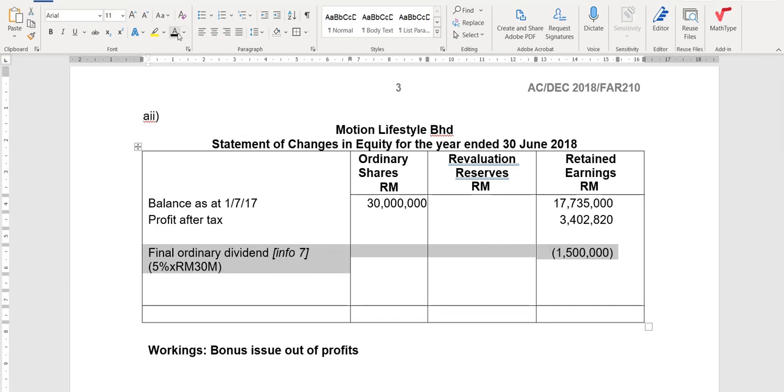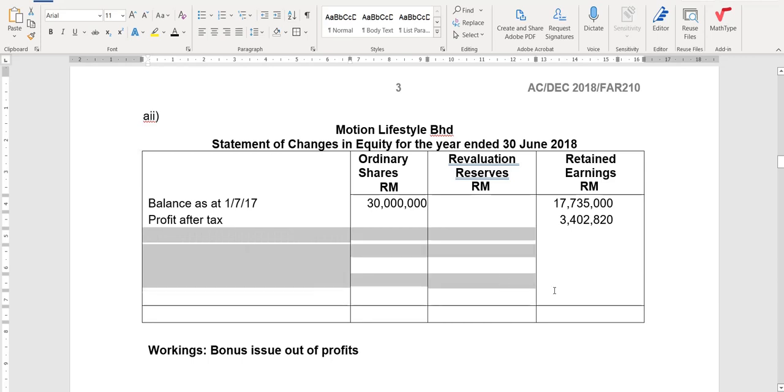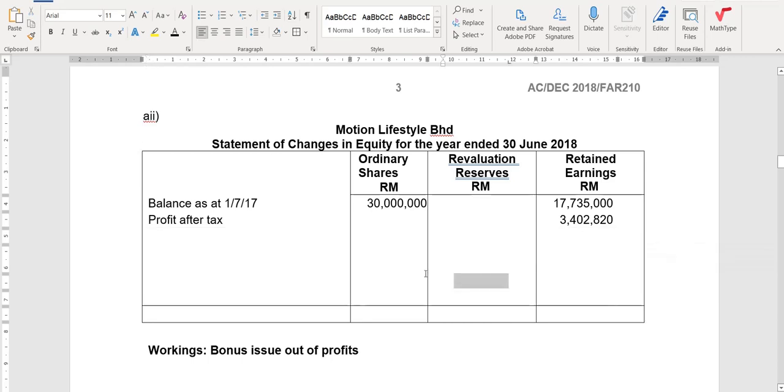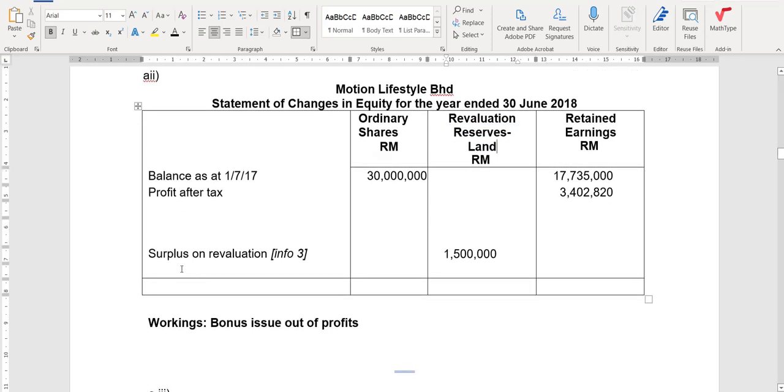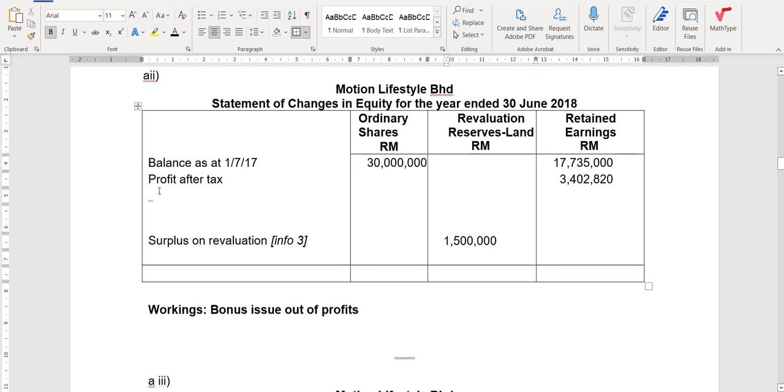Sorry, that was a dividend. Never mind. We just do the surplus first. So let's just put all there. Surplus, first information that you have. Remember, we go and credit asset revaluation reserve, and this is related to land, right? Next is your item that will be your dividend and your bonus issue.